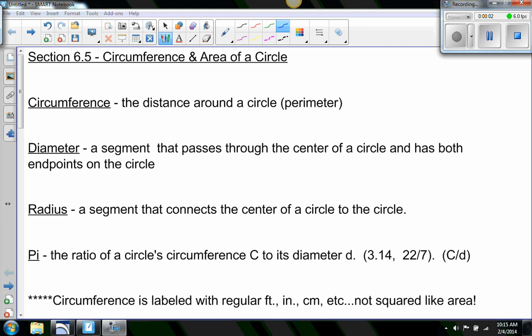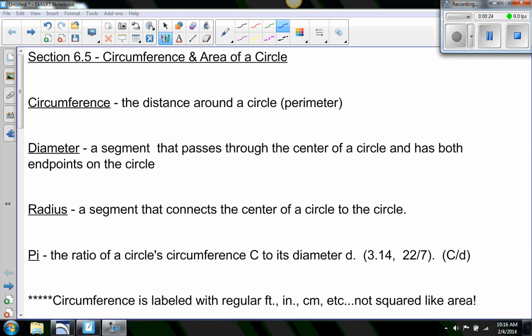Hello, 7th graders. Your last video for this chapter on area is going to be section 6.5, and we're going to be doing the circumference and the area of a circle. Now, you should have seen this a little bit last year, and so hopefully the majority of it should be review.